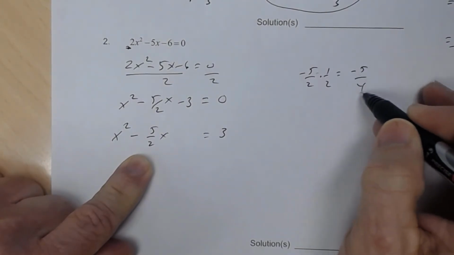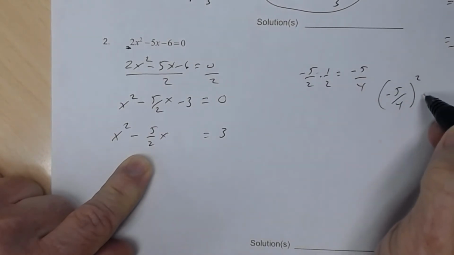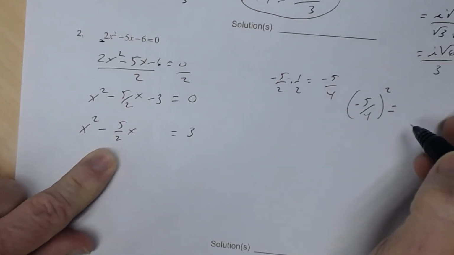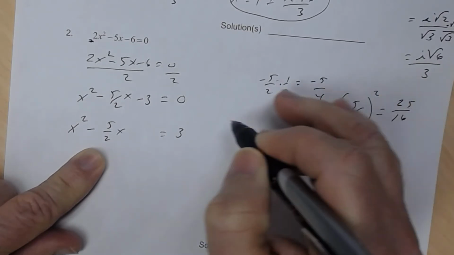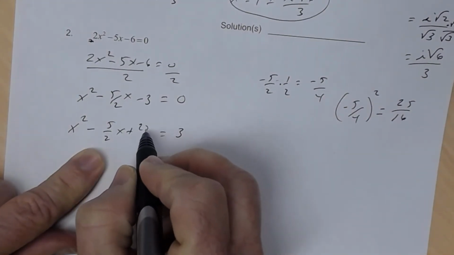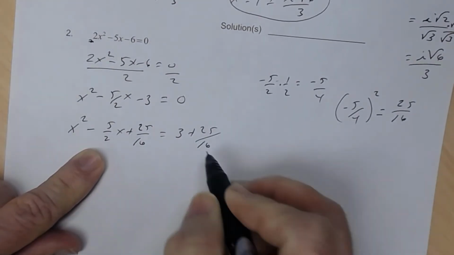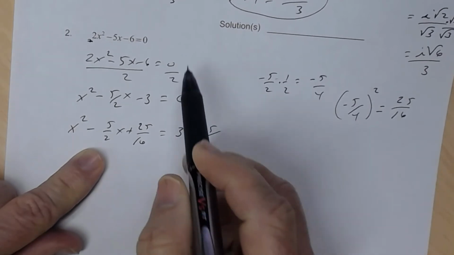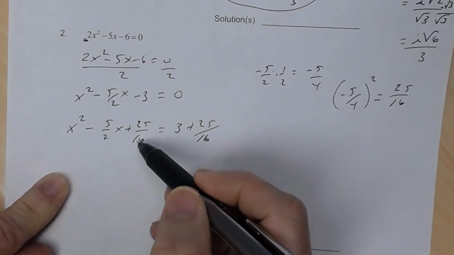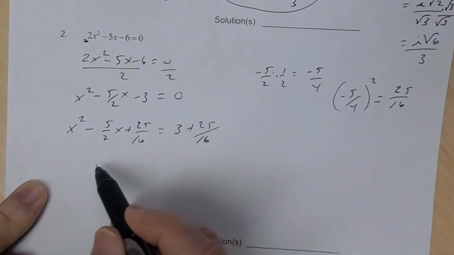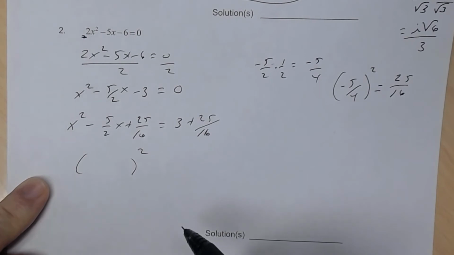All right, the next step is to take negative 5 divided by 4 and square it. And when I square negative 5 fourths, I get 25 divided by 16, and that's what you add to both sides. You add 25/16 to both sides. Now again, if you're doing this whole process correctly, this trinomial should now be a perfect square trinomial, which means that I can factor this as a binomial squared.